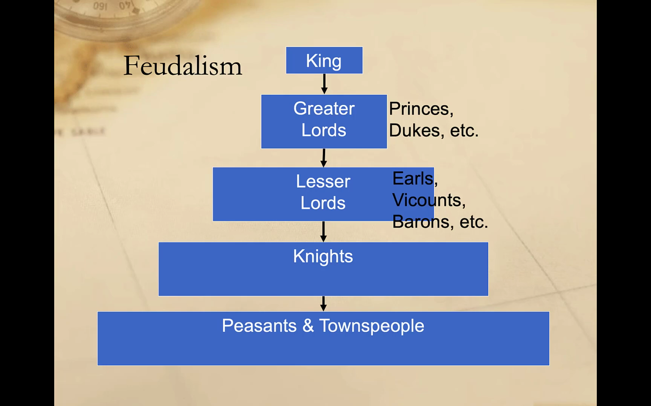We normally think of feudalism as the system of power in the Middle Ages, where kings granted power to greater lords like princes and dukes, who in turn ruled over the lesser lords, the earls, the viscounts, the barons, and so on, each of whom maintained a group of knights who ruled over peasants and townspeople. But the relationship between the higher and lower levels of this pyramid was more complex than this simple model presents.